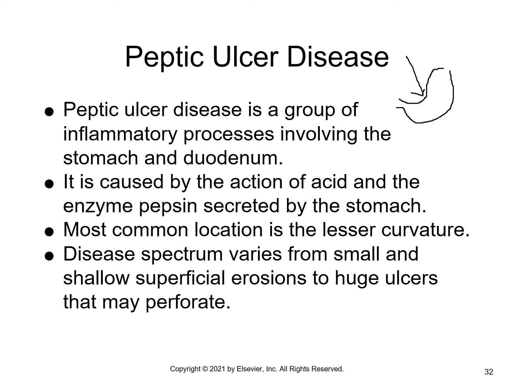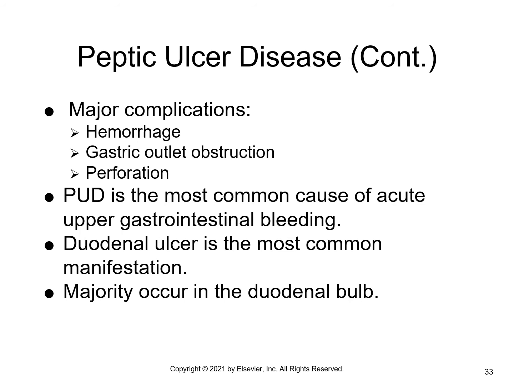Okay. The disease spectrum ranges from very small and something that might just be occasionally irritable, to something that is very significant and, like I used as an example with my dad, can rupture and cause huge bleeds. Major complications of peptic ulcer disease are hemorrhage, gastric outlet obstruction, or perforation of the entire stomach. Peptic ulcer disease is the most common cause of acute upper gastrointestinal bleeding.